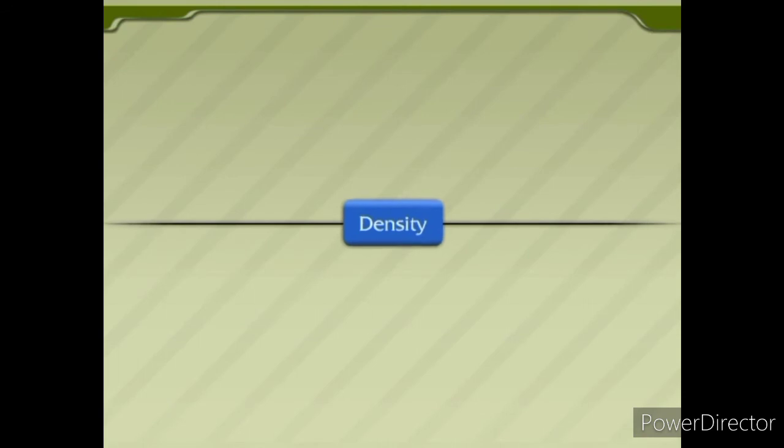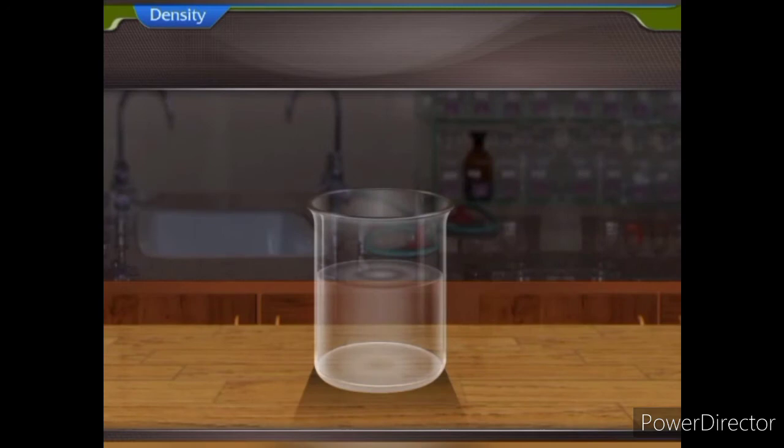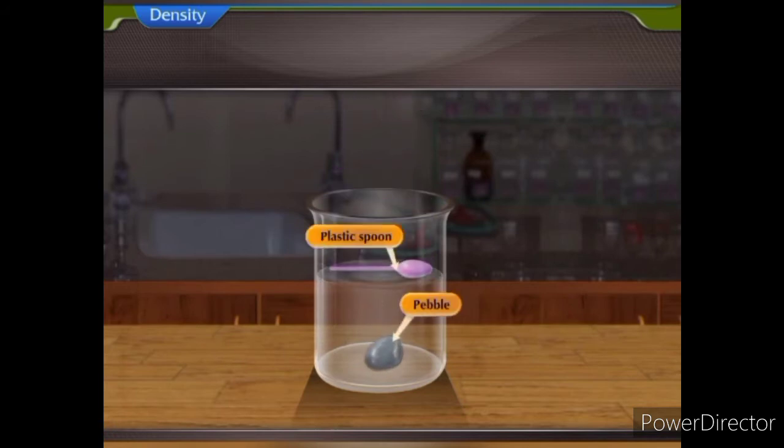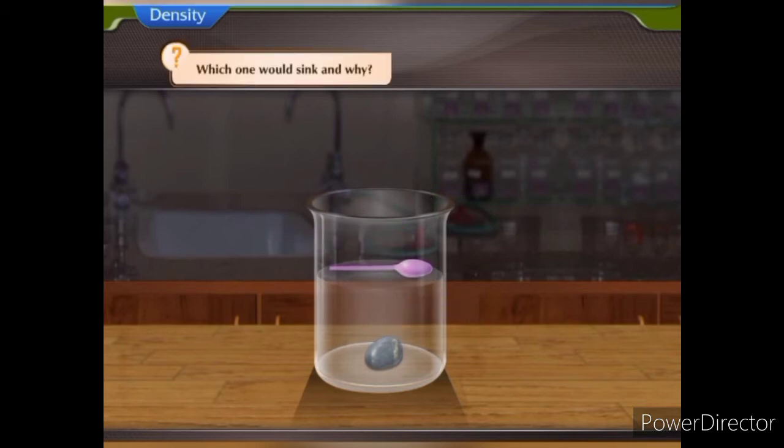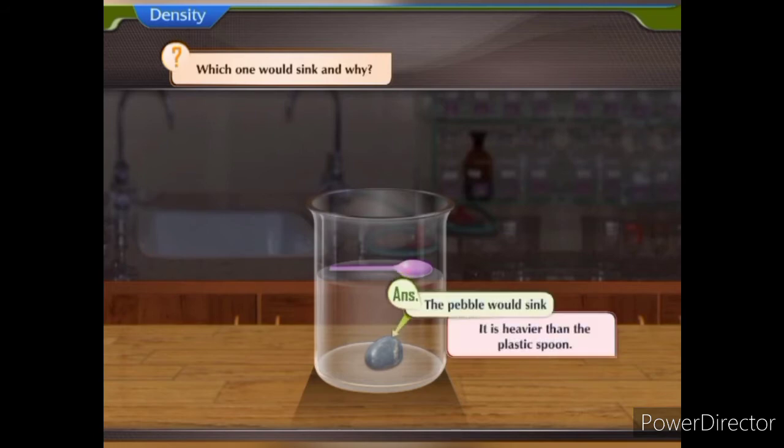Density. Take a beaker half filled with water. Put a pebble and a plastic spoon in it. Which one would sink, and why? The pebble would sink because it is heavier than the plastic spoon.